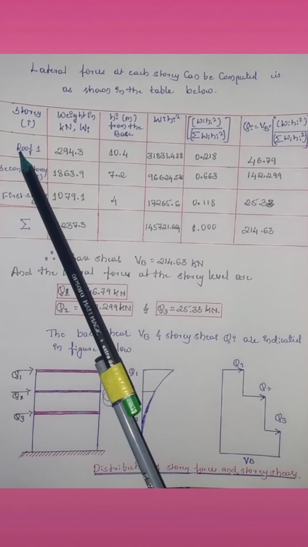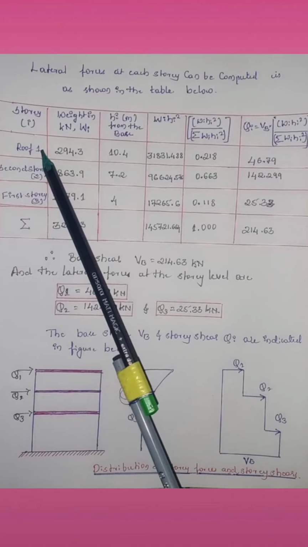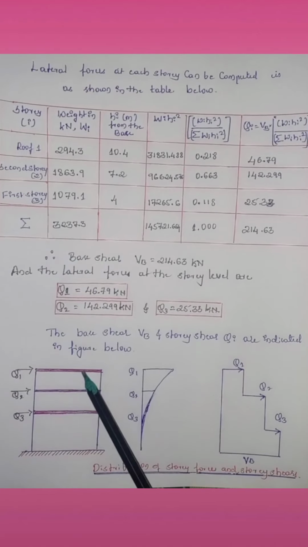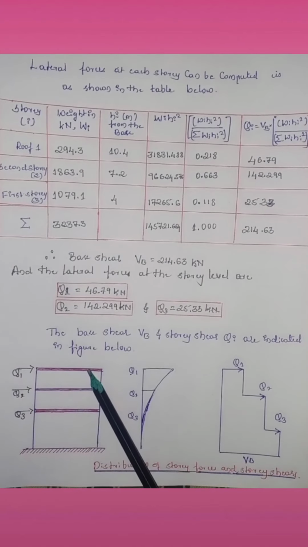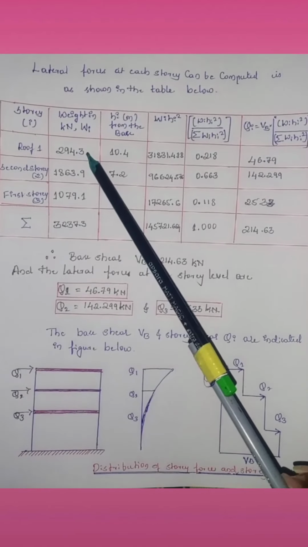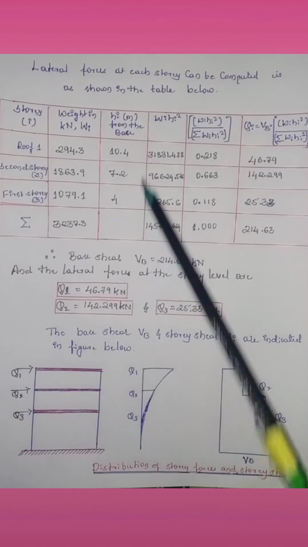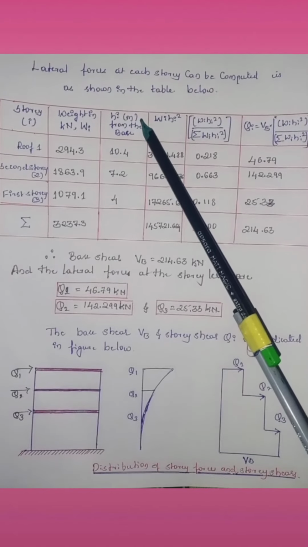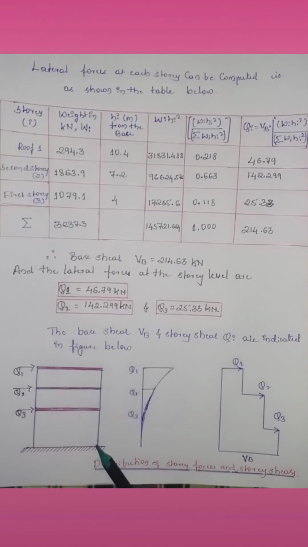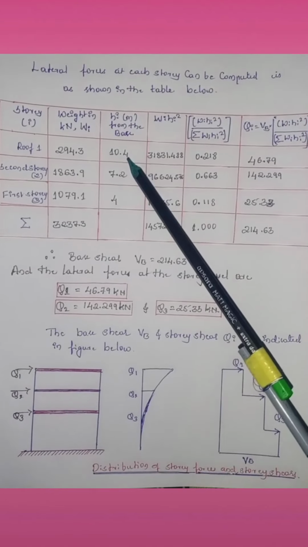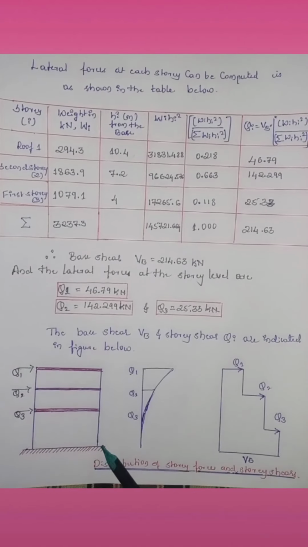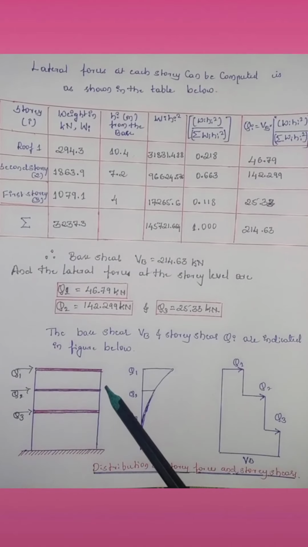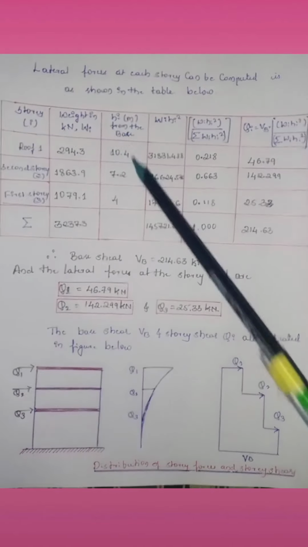See it here. Roof 1 means the top story. Roof 1 is what I'm considering here. Just see this figure here. This is your roof 1. For this you have got a seismic weight of 294.3 kilonewton. Just write it over here. And hi means height from the base. From the base, this height is 10.4 meter. Just write it over here. 10.4 meter height means this height is 4, this is 3.2, this is 3.2, total 10.4. This height is from the base.